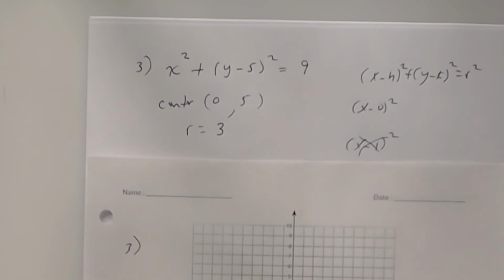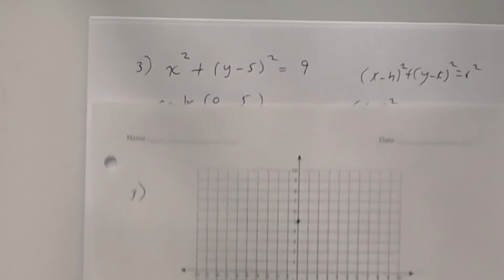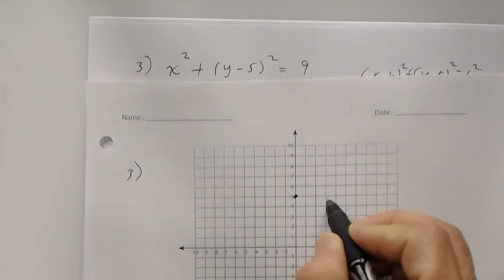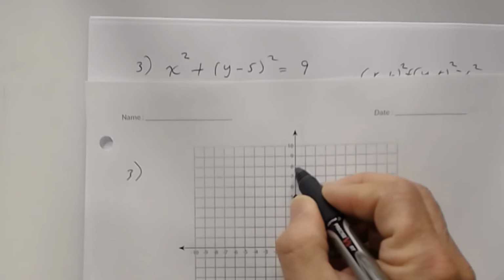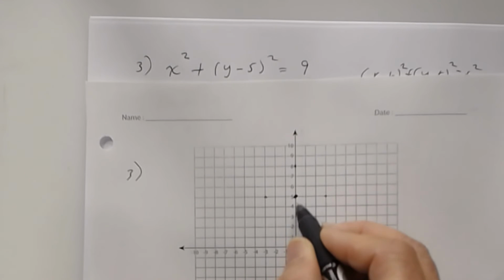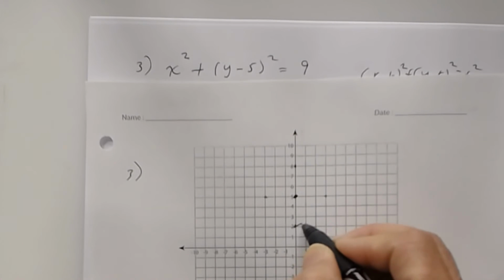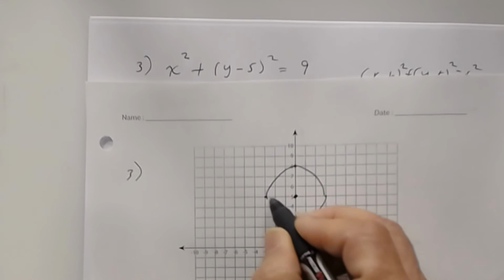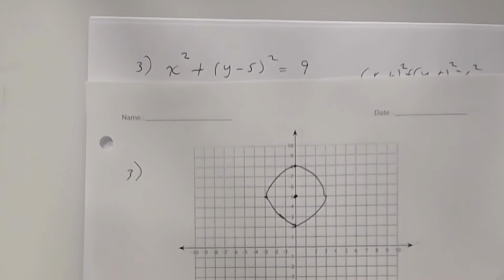All right. Now, let's graph this. So my center is 0, 5. My center is on the y-axis, right? So there's 0, 5. And then I'm going to use the radius to help me draw the circle. So 3 units to the right, 3 units up, 3 units to the left, 3 units down, and then draw as best you can. Okay? So there's your circle.